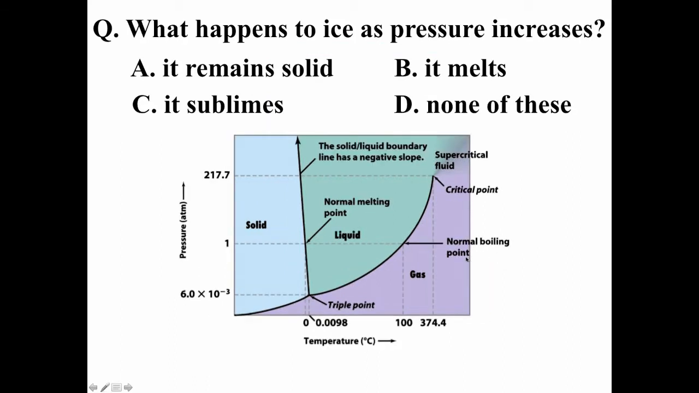What happens to ice as pressure increases? Well, ice is solid water. This is liquid water. This is gaseous water. So we start with solid and increase the pressure, which means going up. And noting the slope of this solid-liquid line, if we start with solid and increase the pressure, eventually, if we go straight up, we're going to cross the solid-liquid line, which means as we increase the pressure, solid ice or solid water actually turns into liquid water. In other words, it melts.